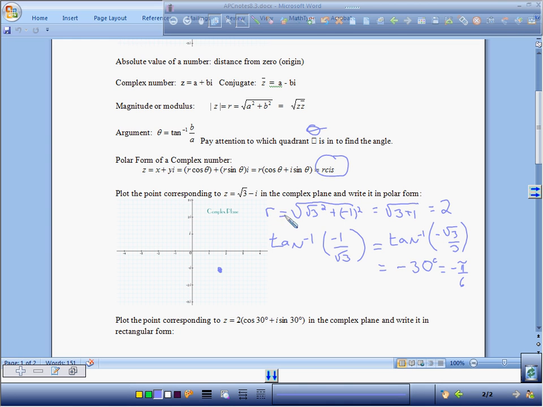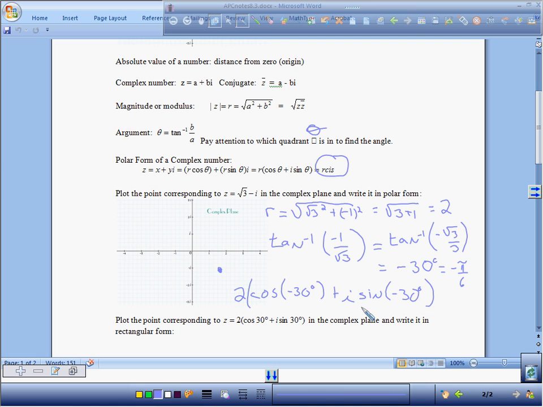So to write this point in polar form, I would write it as 2, because that's our r, and you have to put parentheses like this, 2 cosine of negative 30 degrees plus, they usually put the i in front, i sine of negative 30 degrees. And that's it, okay? Did I do that right? I think I did. Questions?